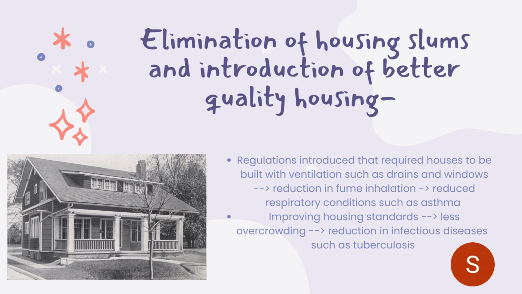So reducing the overcrowding led to a reduction in infectious diseases like tuberculosis, cholera, typhoid, all of which are highly contagious. So if we go back to the first slide, tuberculosis was really one of the number one killers back in the 1900s. So doing things like this was having a really big impact on that particular infectious disease.